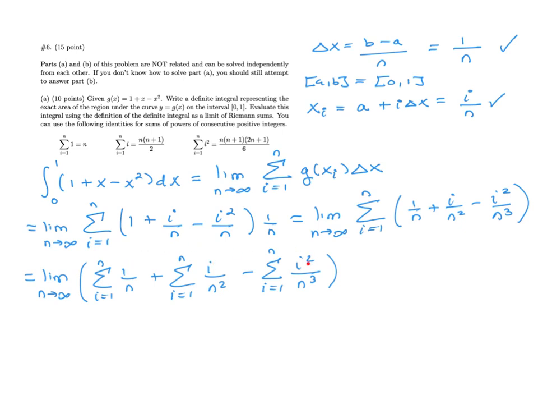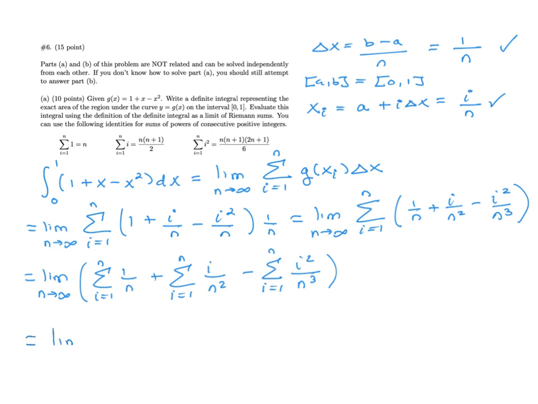Anything within the sum that does not depend on i can be removed. I can factor out this 1 over n, leaving 1. I can factor out 1 over n squared, leaving i. And I can factor out 1 over n cubed, leaving i squared.